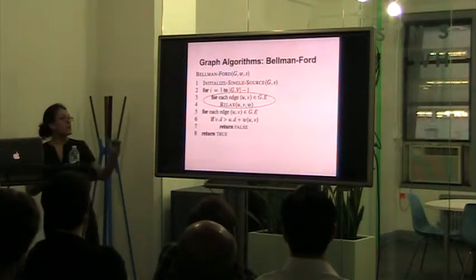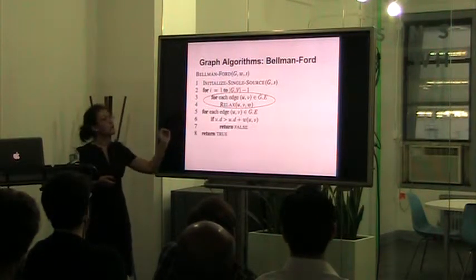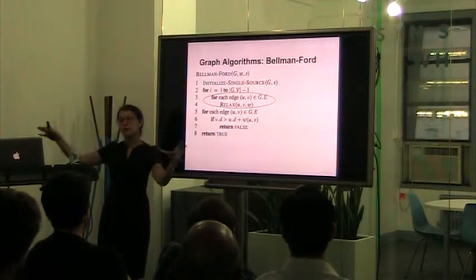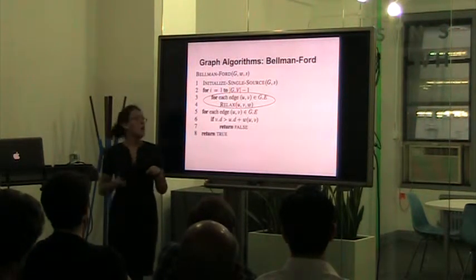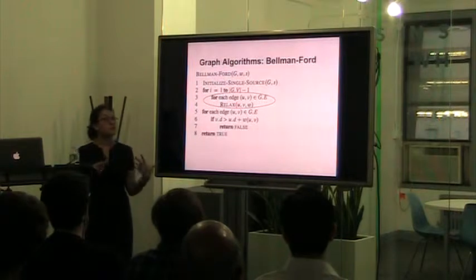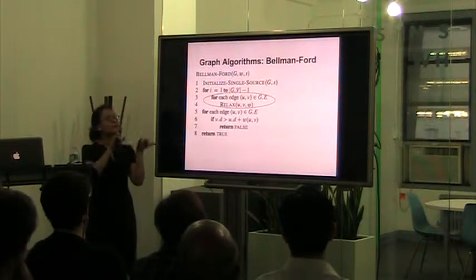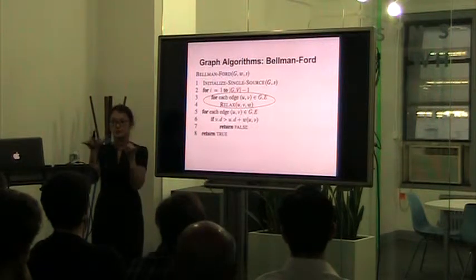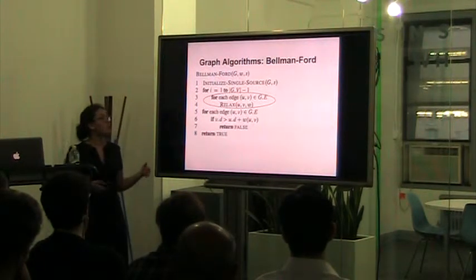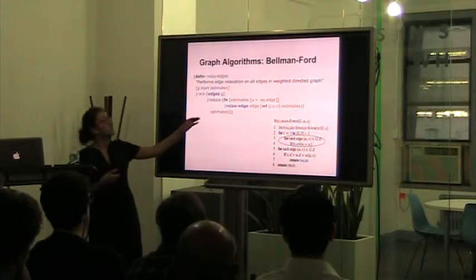So now, on lines 3 and 4, you see for each edge, we relax the edges. So we go over all the edges in the graph and relax them. In Clojure, there is a macro, for, which does list comprehension, but it doesn't do side effects. So instead, what we'll use is reduce functions.